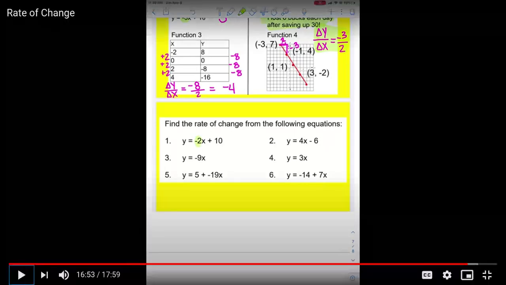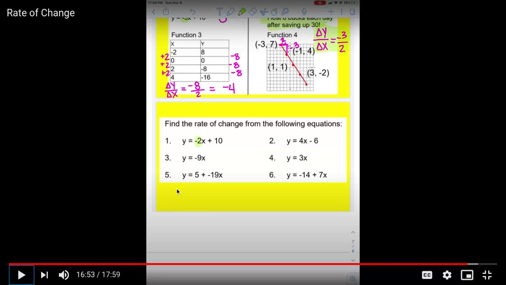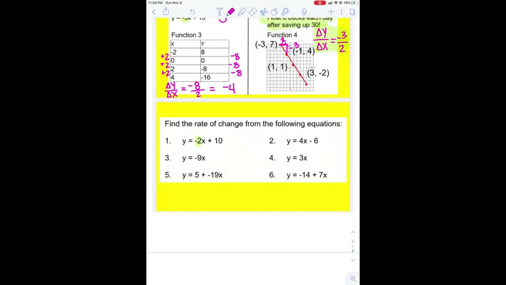So when we're finding the rate of change in these equations, remember it's just the coefficients each time. So here my coefficient is -2, so my rate of change is -2. So I'm going to go ahead and identify all of the coefficients. I'm going to highlight them all in every equation. And then we're going to go through and identify the rate of change.